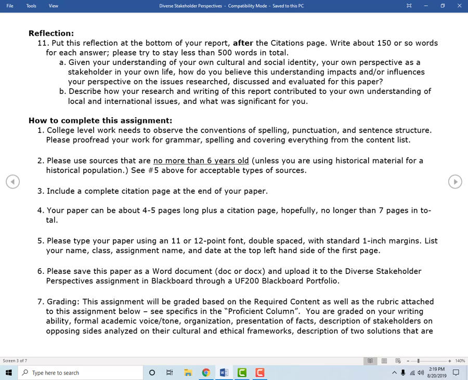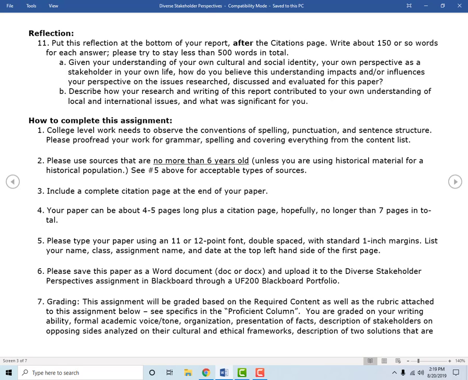3. Include a complete citation page at the end of your paper. It does not need to be annotated. 4. Your paper can be about 4 to 5 pages long plus a citation page, hopefully no longer than 7 pages in total. 5. Please type your paper using an 11 or 12-point font, double-spaced, with standard 1-inch margins. List your name, class, assignment name, and date at the top left-hand side of the first page.